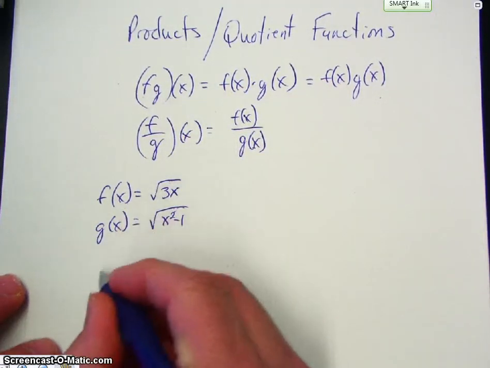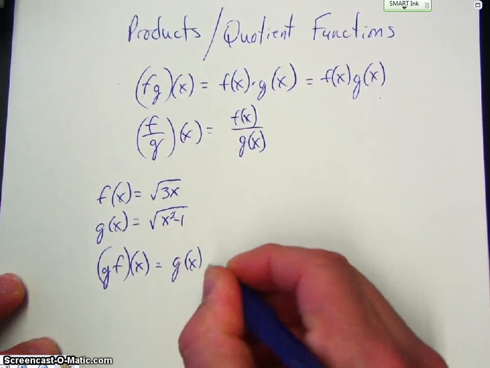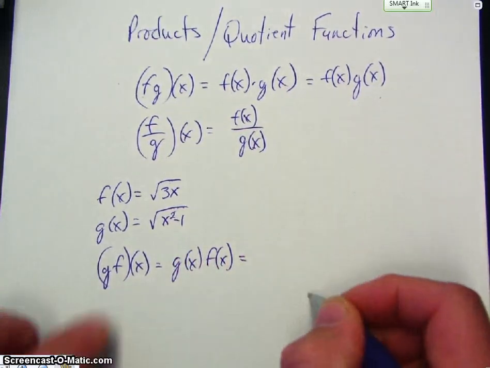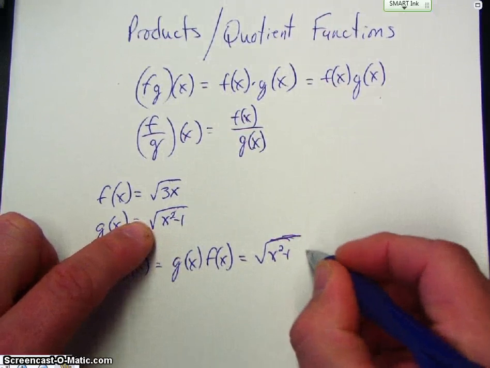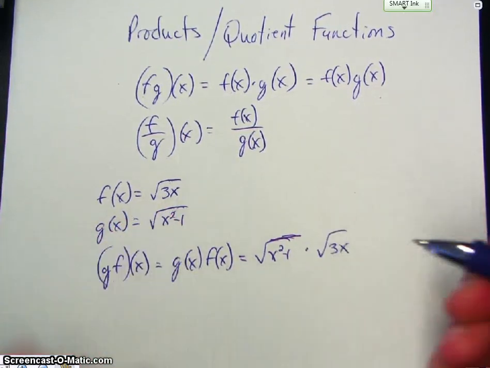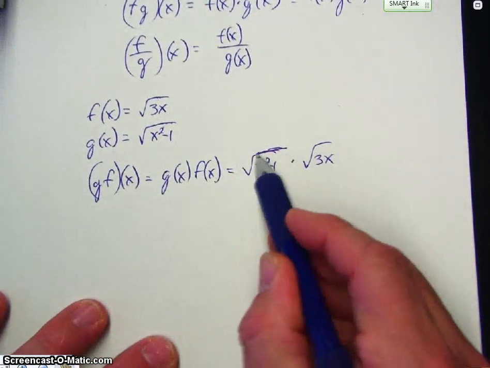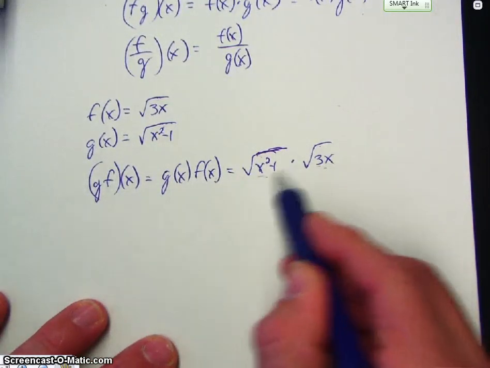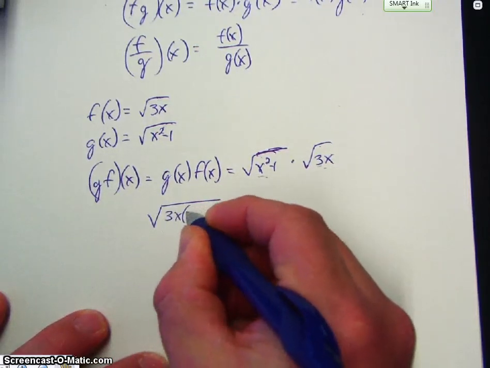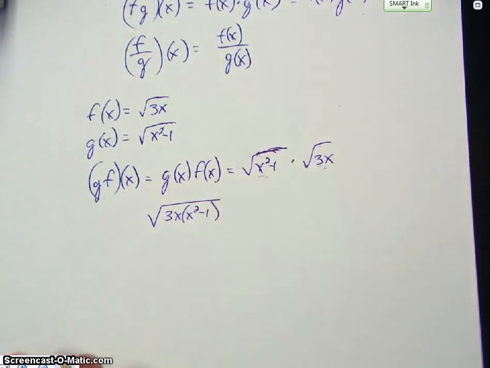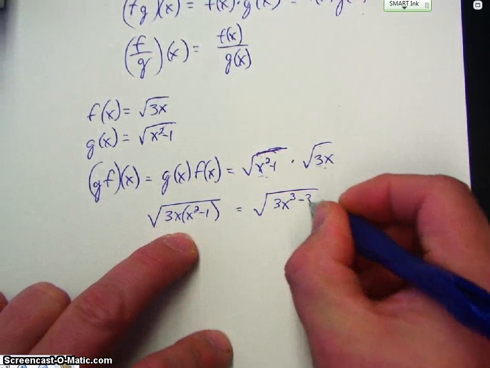So let's do g f of x. In other words, I'm going to do g of x times f of x. So I'm going to do the square root of x squared minus 1 times the square root of 3x. Well, since they both are in radicals, that means I can actually multiply the insides together. So I get 3x times x squared minus 1. And if I distribute, it gives you 3x cubed minus 3x.